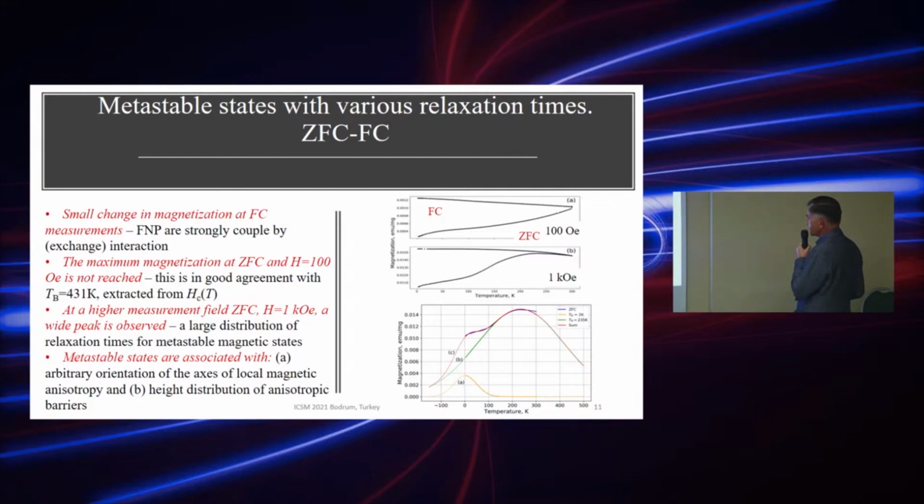At higher measurement field, 1 kilo Oersted, we obtain a large distribution, two main peaks, and they could be fitted by two various curves. It means that at least we have two volumes or two maximum around which our volumes, for example, are distributed. So metastable states could be associated with arbitrary orientation of the axis of local magnetic anisotropy, and also by a distribution of anisotropy barriers.